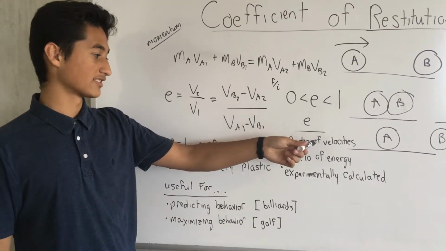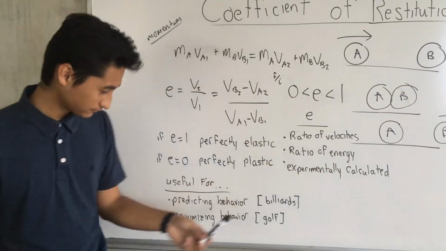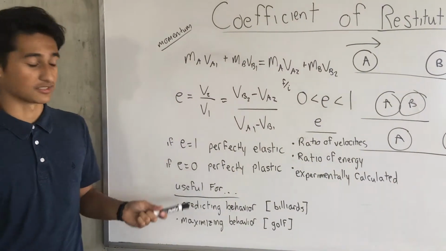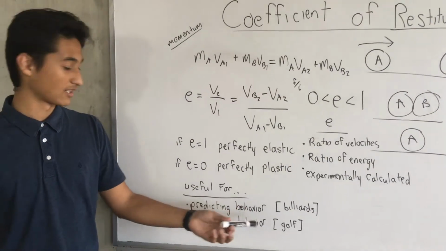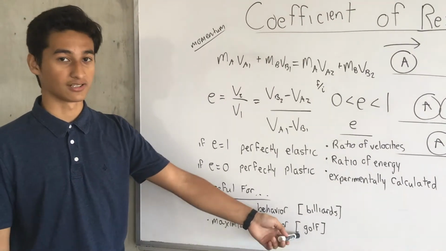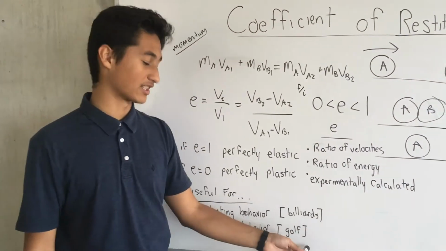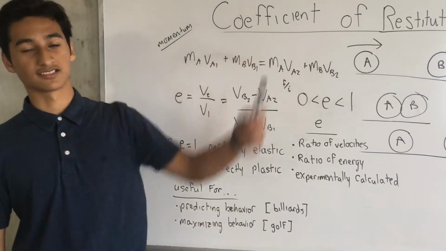So E can be thought of as the ratio of velocities and also as the ratio of energy. And the coefficient of restitution is useful for predicting the behavior of certain systems, such as in billiards, and also maximizing behavior, such as in golf, where the driver is engineered in such a way that the coefficient is as high as possible to give the furthest distance.